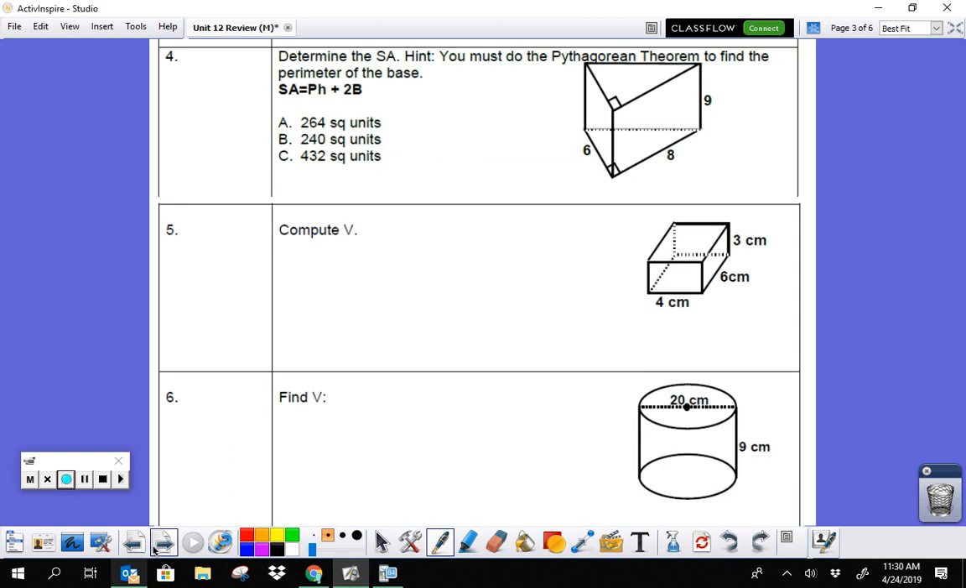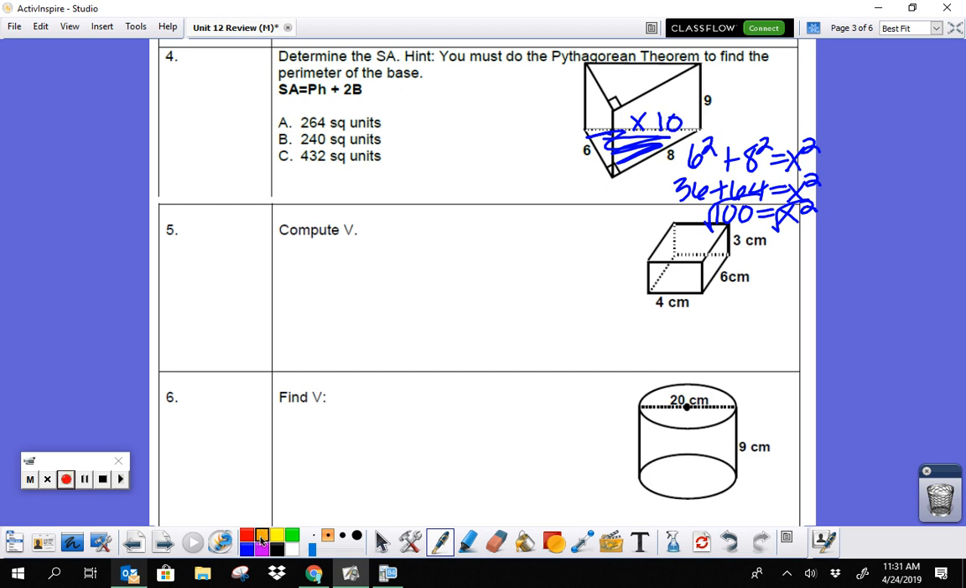Number 4, determine the surface area. So surface area, it has the formula written down. So I need to first get the perimeter of the base. Okay, here's my base right here. The only thing we're missing is this hypotenuse. So I'm going to do Pythagorean theorem to find that side. So I'm going to do 6 squared plus 8 squared equals x squared. That's 36 plus 64 equals x squared. That's 100 equals x squared. And if you take the square root, we're going to get that side to be 10.